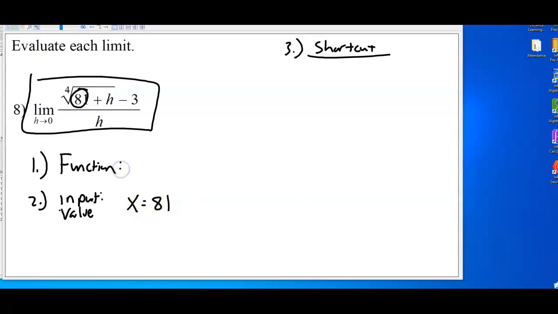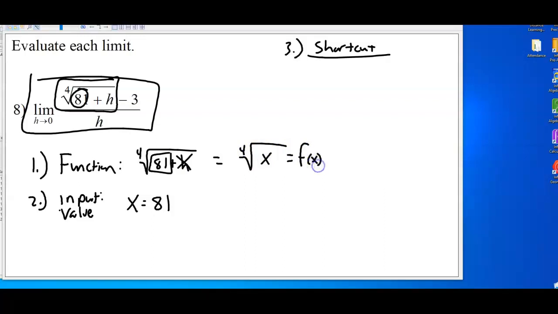Now, what's my function? Well, like I said, we're going to take this entire piece here that comes before the minus, and we're going to do two things to it. We're going to get rid of the h, and we're going to change this to an x. So what we're really looking at here is the fourth root of x as my function. So this limit represents the derivative of this function at this value, and now I'm ready to apply my shortcut to actually evaluate the answer. So let's do that.